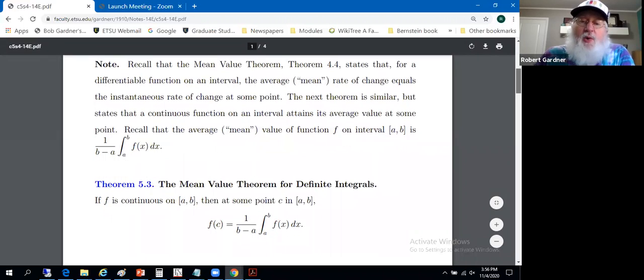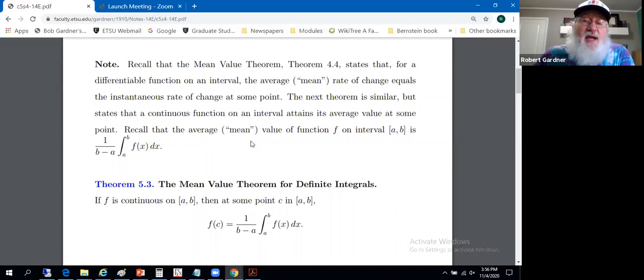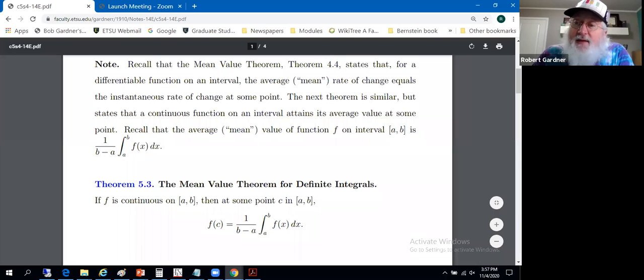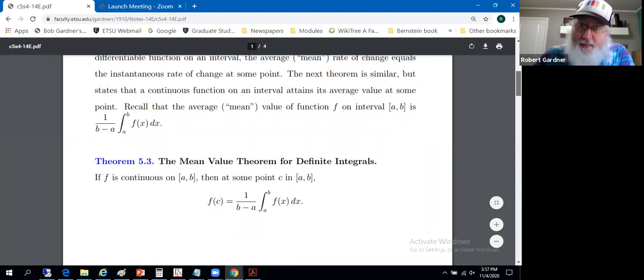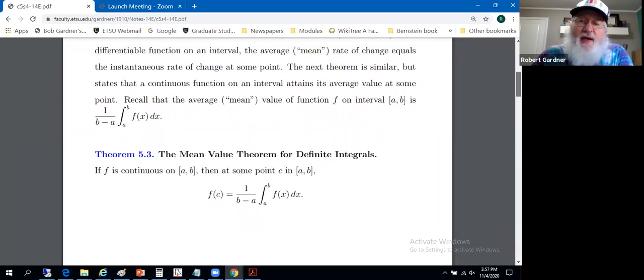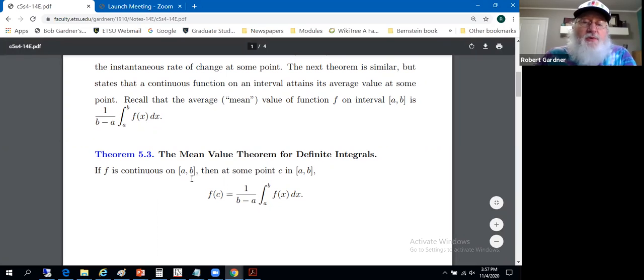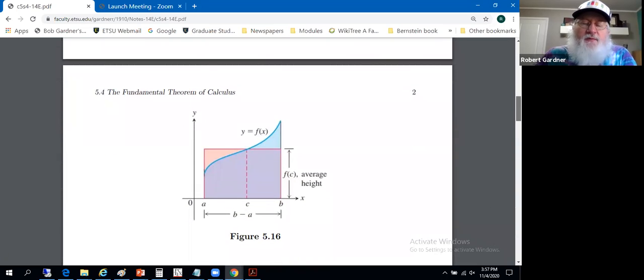Fine. But what that means is we had defined the average value of a function, or the mean value of a function, over an interval to be 1 over b minus a, integral from a to b of f of x dx. With that taken as the definition of the average value of the function, what the mean value theorem for definite integrals says then is a continuous function attains its average value, its mean value, at some point. We also had a little drawing from some point in the past along these lines.